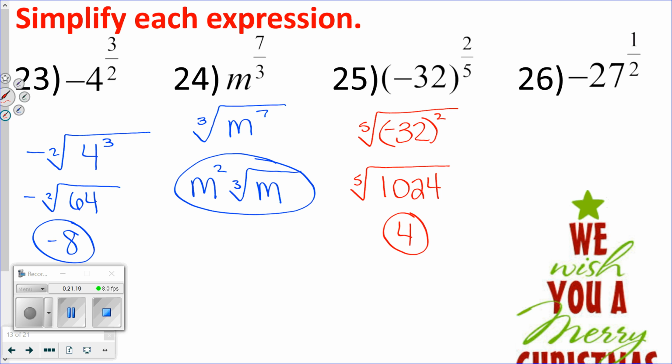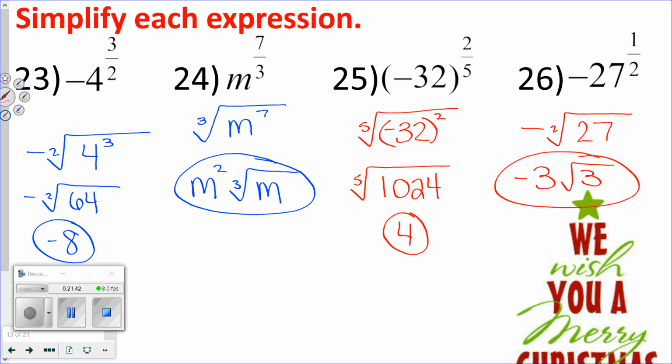And 26. Negative 27 to the 1/2. Rewrite it into radical first. Negatives on the outside. Good? We know that's not perfect, right? Do we know what it becomes? Good. Negative 3, radical 3. Again, just do a factor tree on your 27. You get a pair of 2s, or a pair of 3s.